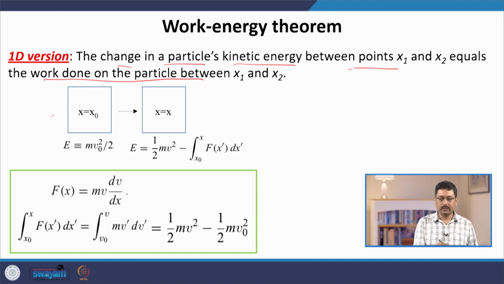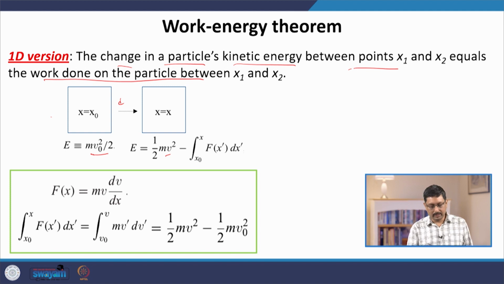So, this is the initial position and this is the final position, and this distance is, let us say, 100 kilometers. x naught is your initial position and x is the final position. Suppose the car was moving with some speed v naught at position x naught, and in the final position the speed is, let us say, v. Now, the kinetic energy at the initial position is half m v naught square, and the kinetic energy at the final position is half m v square.